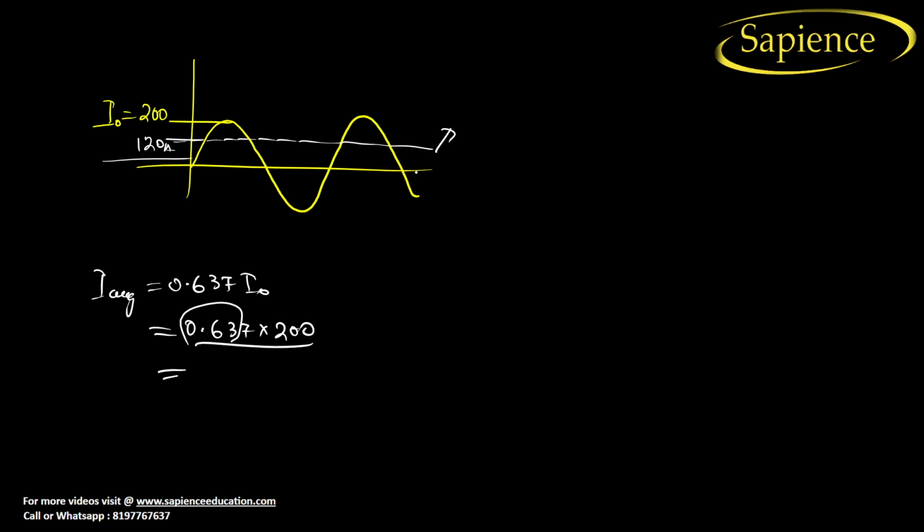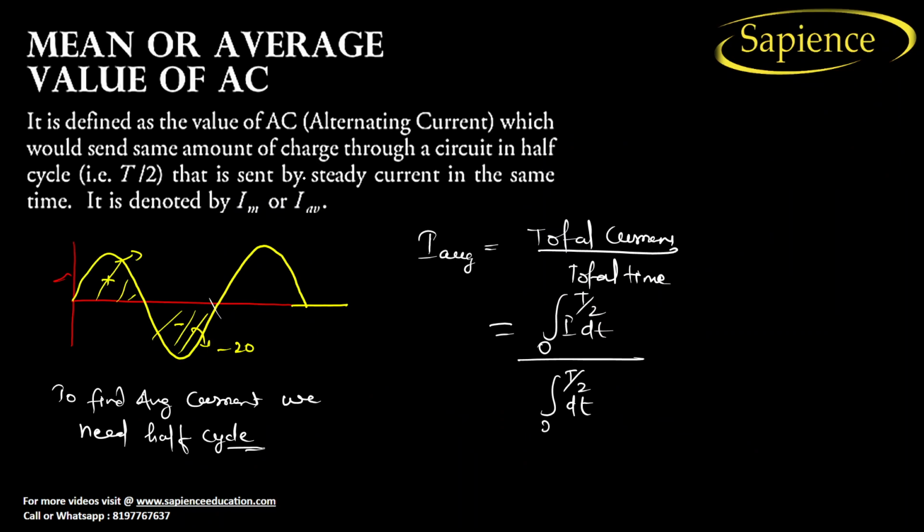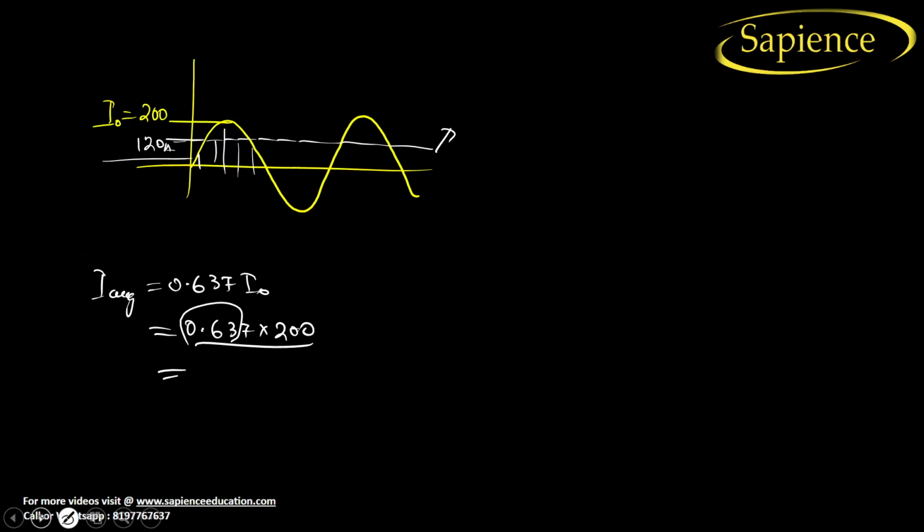So I average will help you to identify what amount of current is exactly flowing, because you cannot analyze it with the variable current. Again I am telling you, please observe the definition. It is defined as the AC current which would send the same amount of charge through the circuit in a half cycle T by 2 that is sent by a steady current in the same time.